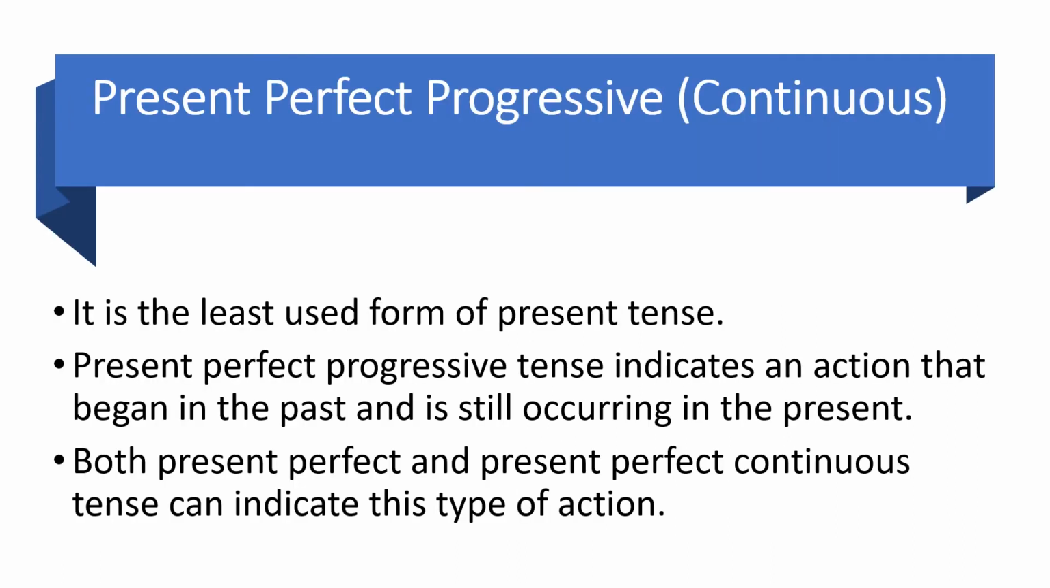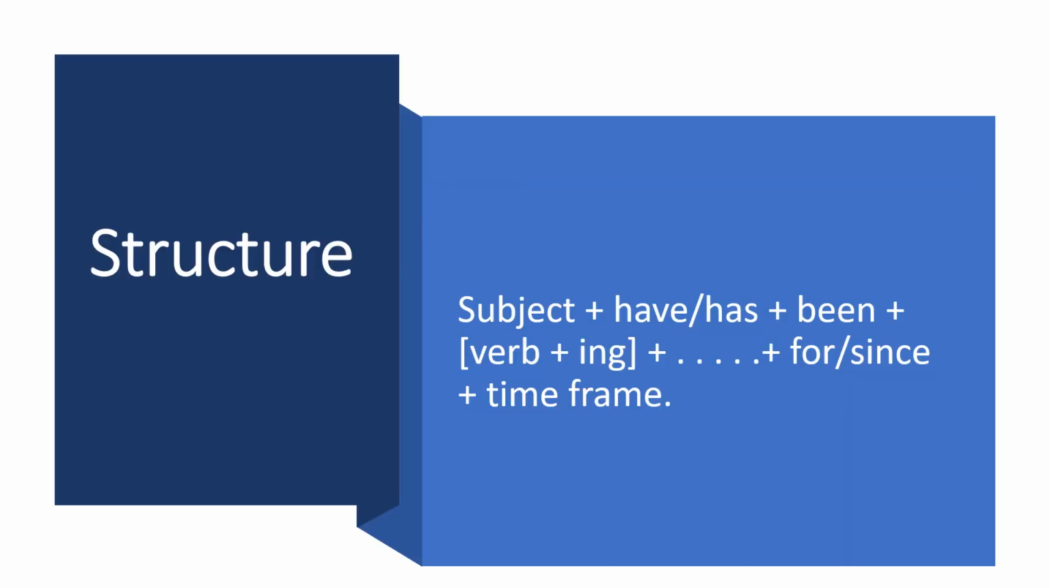Present perfect continuous. It is the least used form of the present tense. Present perfect continuous tense indicates an action that began in the past and is still occurring in the present. Both present perfect and present perfect continuous tense can indicate this type of action. Structure of present perfect continuous tense: subject plus have or has, plus been, plus the ing form of the verb, plus object, plus for or since plus the time frame.